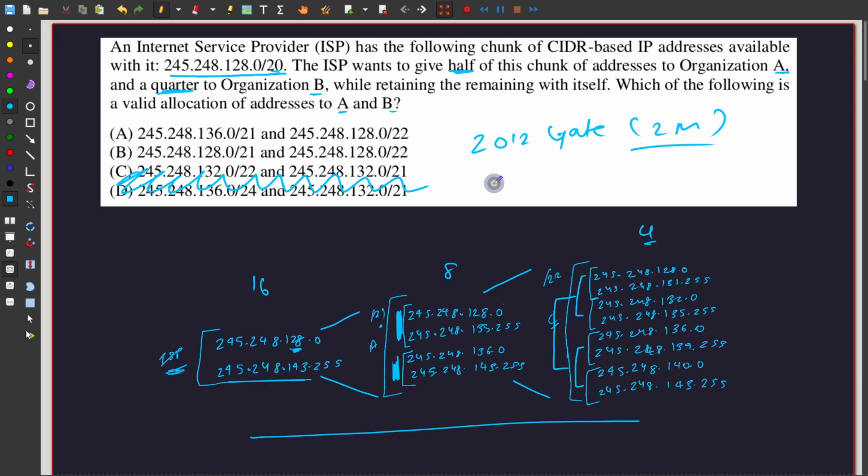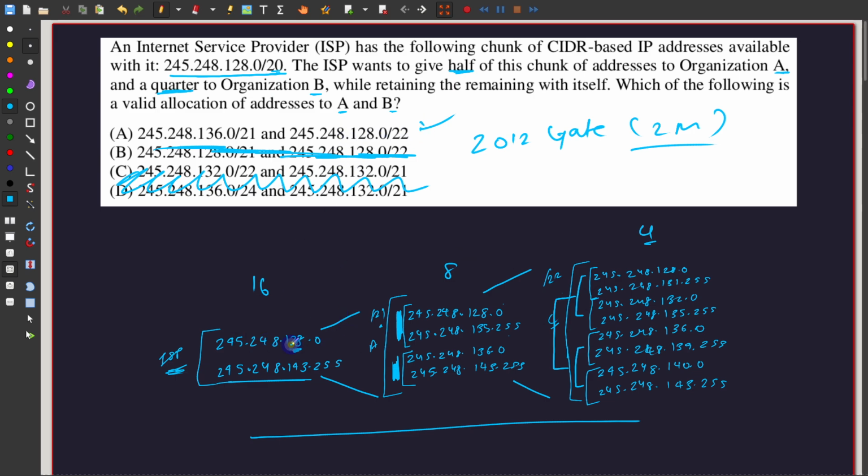They're completely stupid. In fact, here you can also apply a little bit of your brain, and you can look at option B and go, this is incredible what it is claiming: that you will take 245.248.128.0 and give that to company A, and you will also take 245.248.128.0/22 and give it to company B. How the hell is that possible? How can you give the same range to 2 different companies? That does not make any sense. So by elimination, of course, you can easily come here.